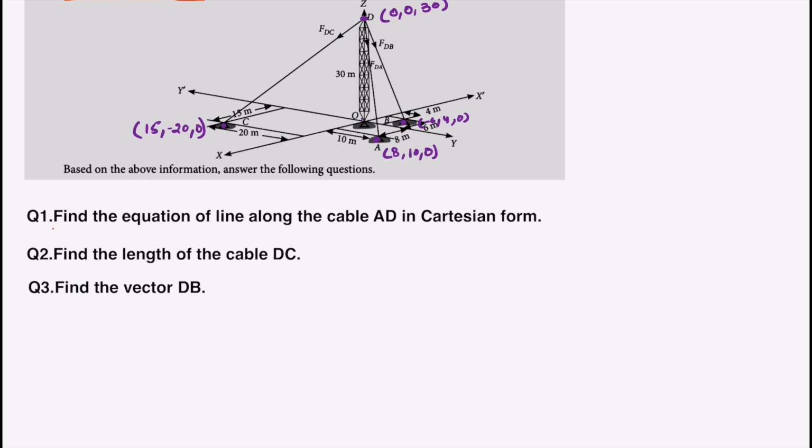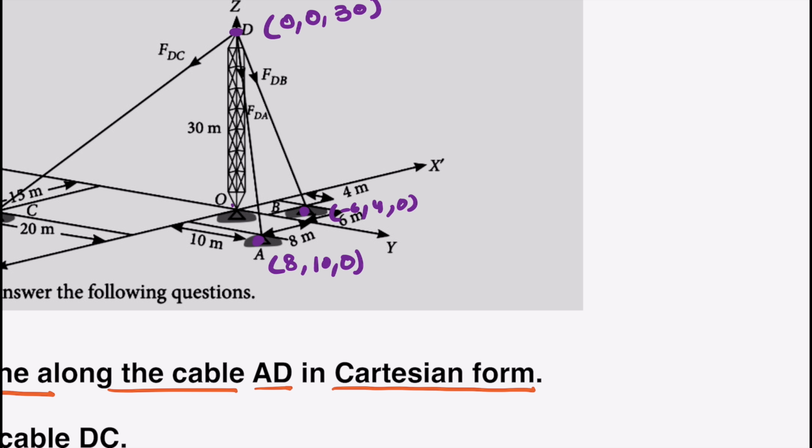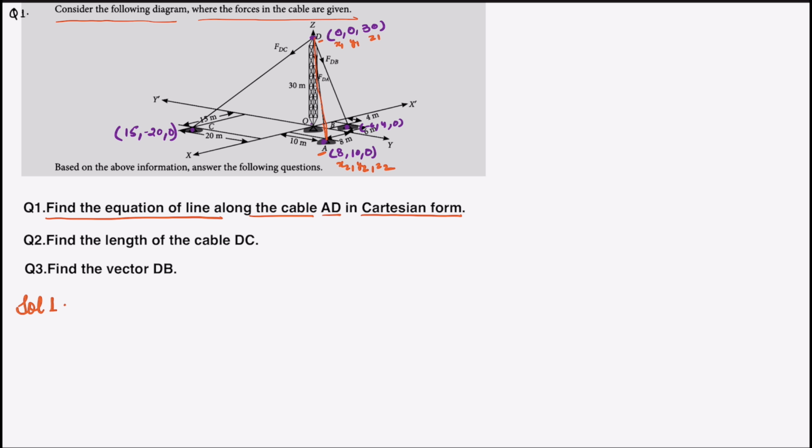Question number 1 is saying, find the equation of line along the cable AD in the Cartesian form. We have to find the equation of this line AD. Now let's assume that this is x1, y1, z1, and this is x2, y2, z2. We know the formula to find the Cartesian form of line when 2 points lying on it are given. That is, x minus x1 upon x2 minus x1 is equal to y minus y1 upon y2 minus y1 is equal to z minus z1 upon z2 minus z1.